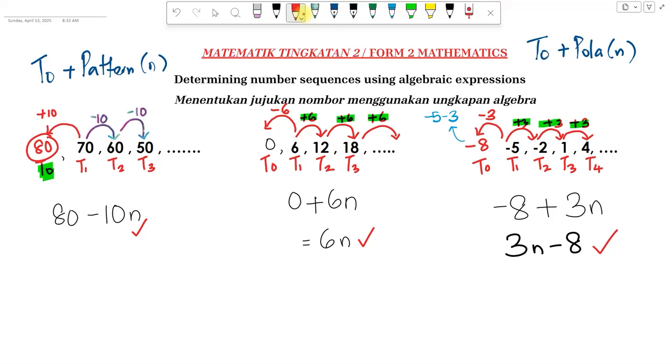Okay, inilah cara nak tentukan ungkapan algebra untuk jujukan nombor yang telah diberikan. Jadi kalau katakanlah soalan suruh cari sebutan yang ke 100, terus boleh guna formula ni, right? How to find the 100th term, so you can straight away use this algebraic expression, ungkapan algebra ni.